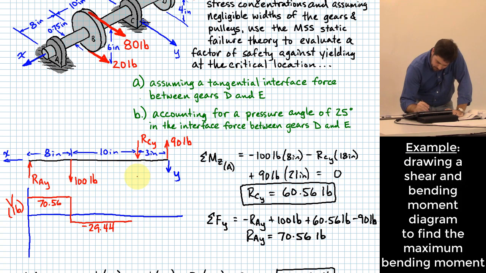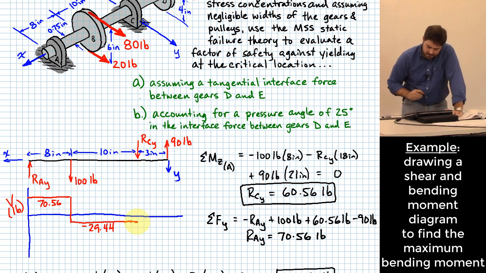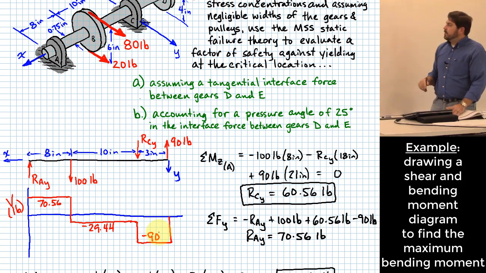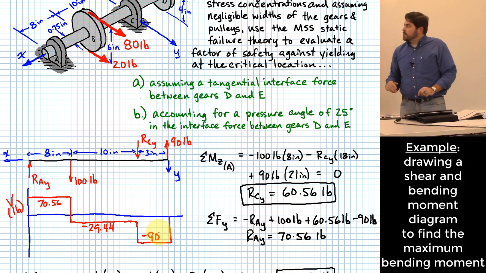That's going to extend over to where RCY is located. What happens there? Drops by another 60.56. And that gives me what? What should it give me? Hopefully it gives me negative 90 down there, right? And it does. Okay, so there's my shear diagram.